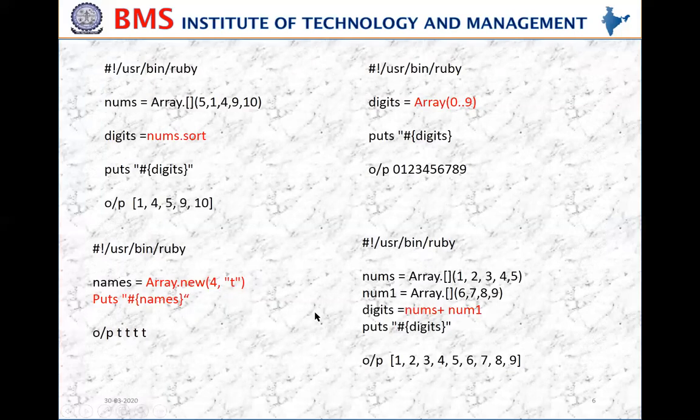In fact, I can also join two arrays. Here I have nums as one array, 1, 2, 3, 4, 5. Next we have num1 with 6, 7, 8, 9. So you can add two arrays by using the concatenation operator plus.